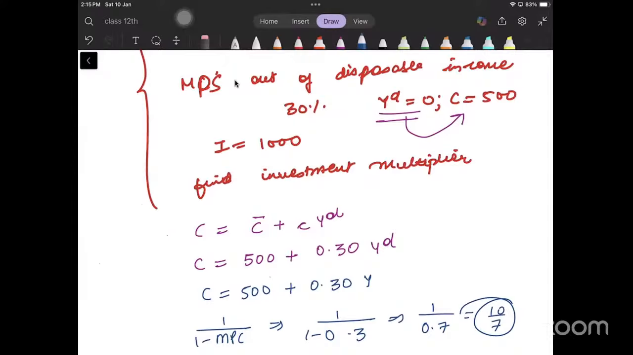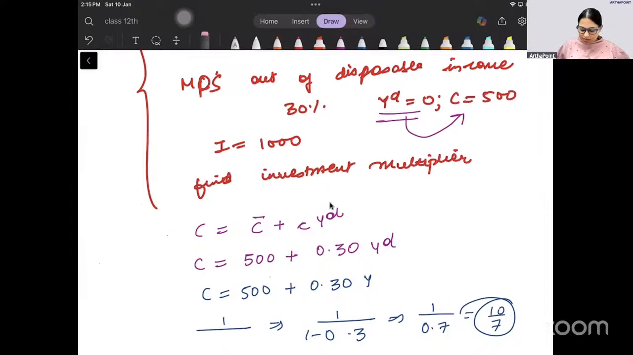Ma'am, MPS is given as 0.3, so shouldn't MPC be 0.7? Oh, sorry, I've written MPS, just make it MPS.